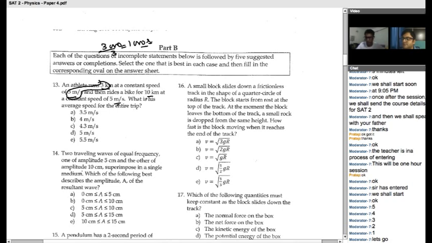30,000. Okay, so what is the answer? So speed is distance by time, which is 13,000 by 3,000, and that's 4.3. Correct. 4.3 meters per second is the answer. You are right.